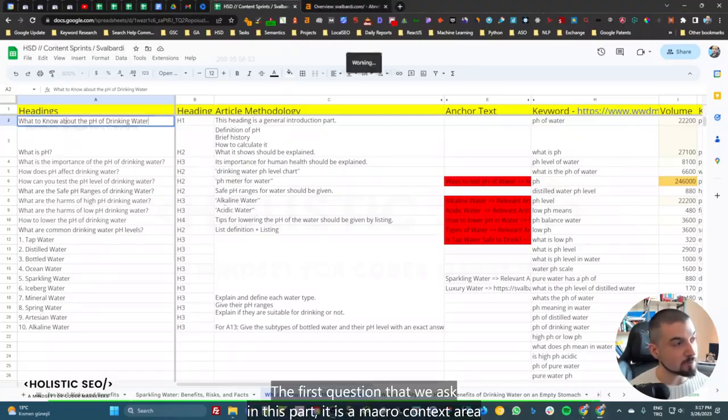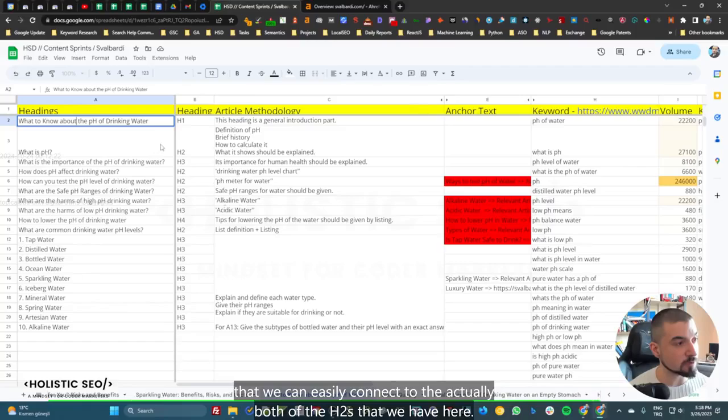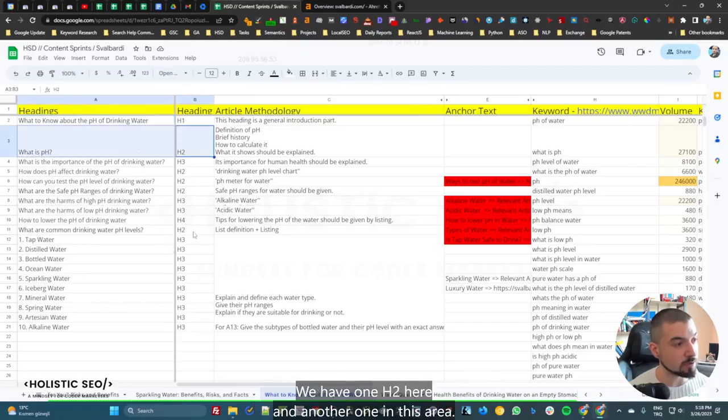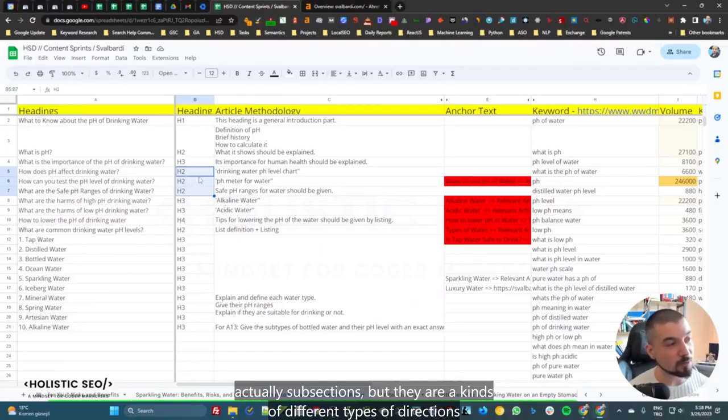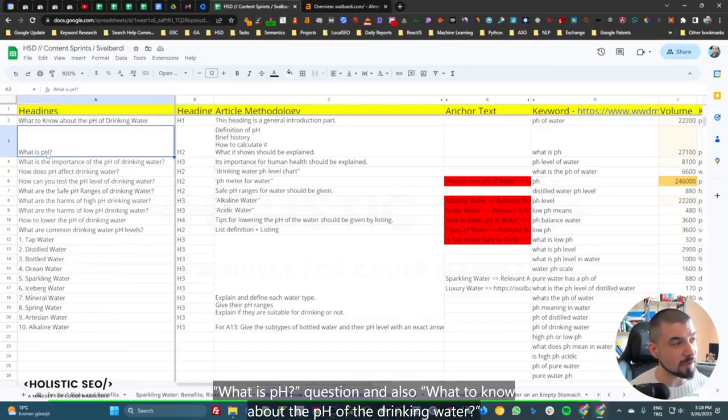The first question that we ask in this part is a macro context area that we can easily connect to both of the H2s that we have here. We have one H2 here and another one in this area. When we look at the other H2s in these sections, they are not directly subsections, but they are different kinds of directions in our contextual vector, but still they are highly connected to the specific what is pH question and also what to know about the pH of the drinking water.